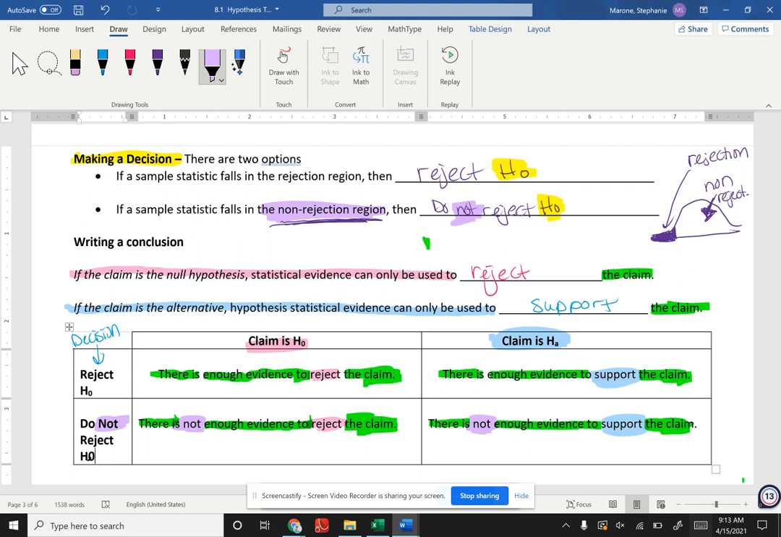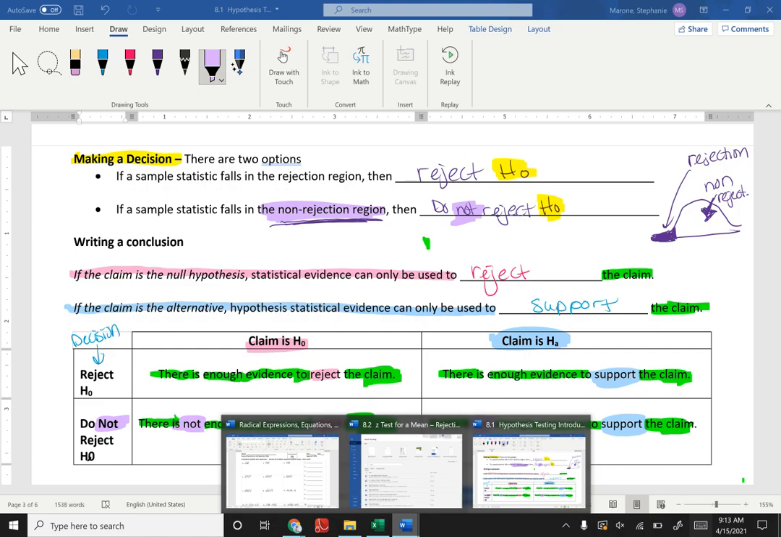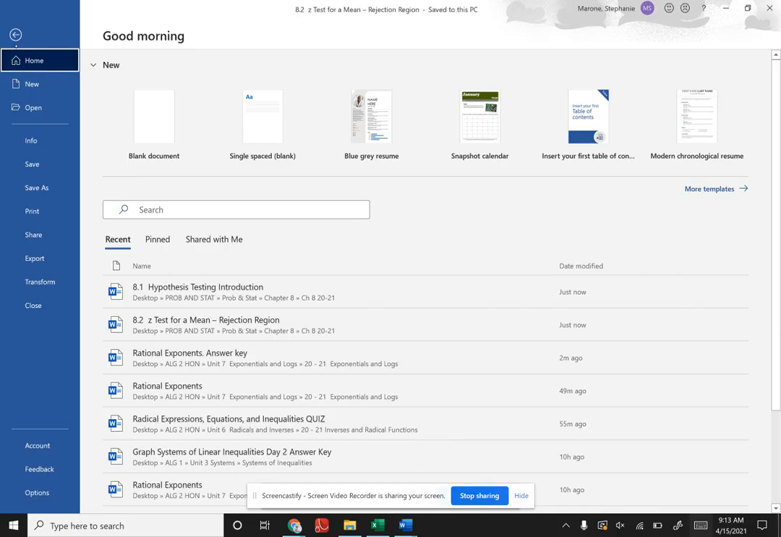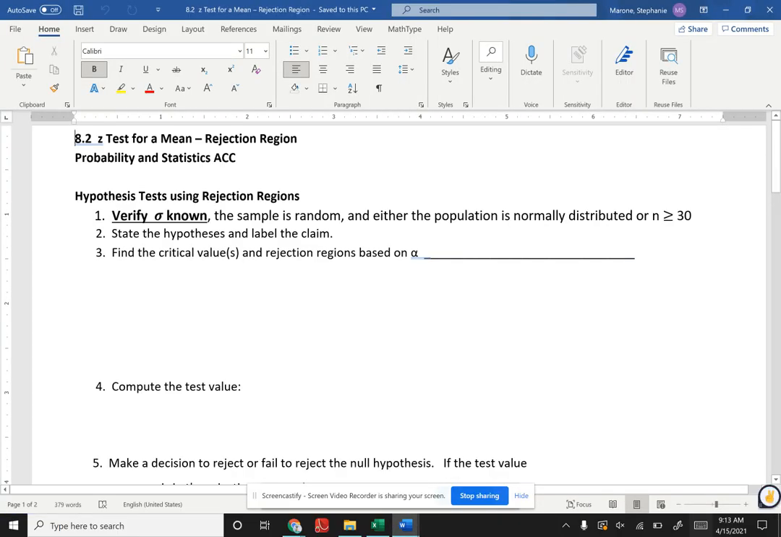So now I'll flip back to this one. If you have it printed out, it's easier. So now we're going to look for a z-test for a mean. Just like chapter 6, we're going to have z's and t's. Chapter 8, we're going to have z's and t's. So there's two different methods for these. We're going to learn a rejection region today. The next time we meet, p-value. Then we're going to do it with t for rejection region and t for p-value.